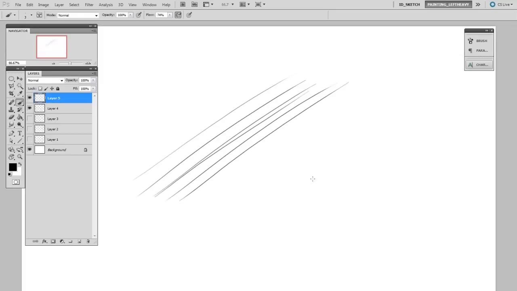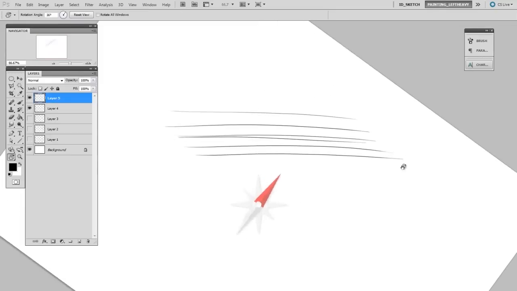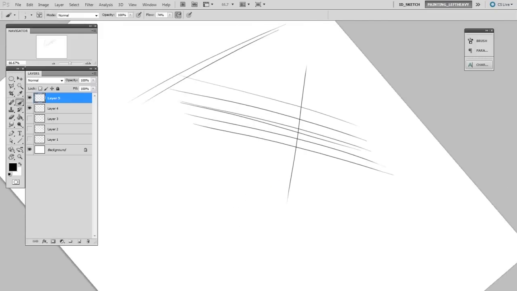And once you find the comfortable angle, the canvas rotation will help you make any line you need based on that angle. If you're using traditional paper, it's even easier. Then you just rotate the paper with your hand.